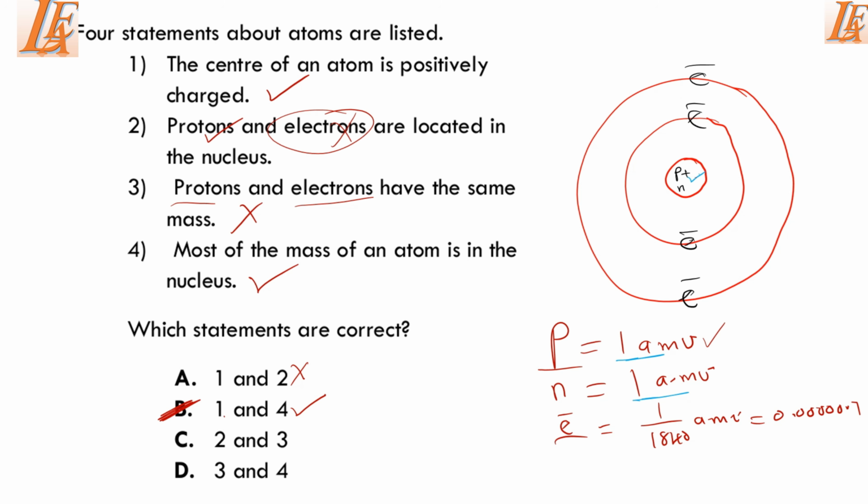Then C, 2 and 3, 2 is wrong, 3 is also wrong. Then D, we have 3 and 4, 3 is wrong, 4 is correct. So in this case, the one which is completely correct is B, where the center of an atom is positively charged and also most of the mass of an atom is in the nucleus.